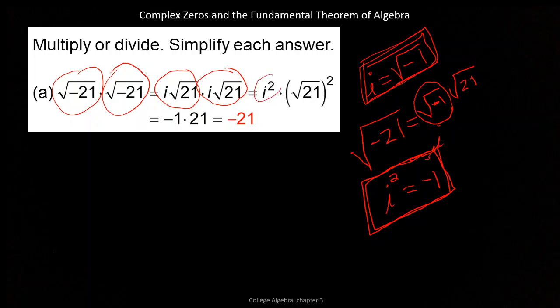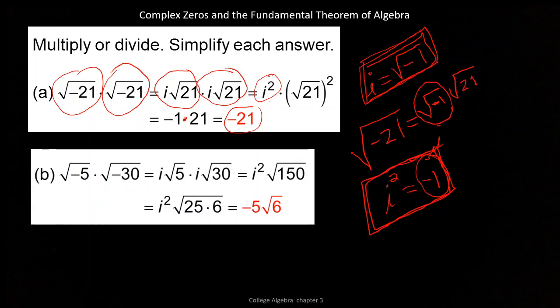Now, i squared, as I said, by definition is negative 1. So we get negative 1 times 21, which is negative 21. That's how we simplify it. That's how we make sense of a complex number.